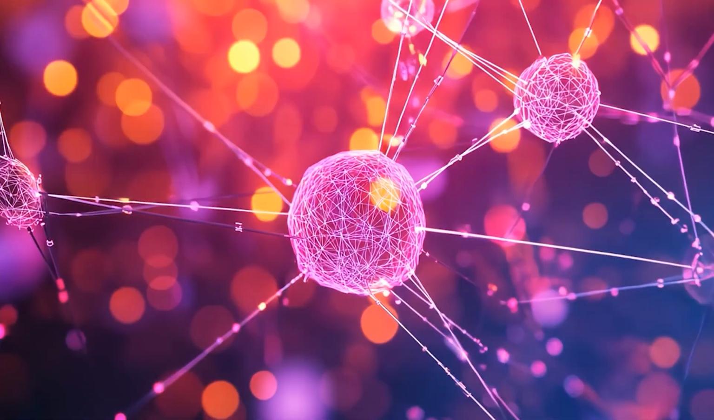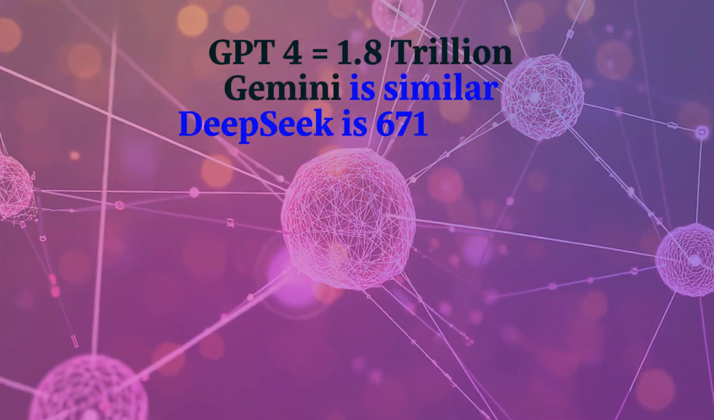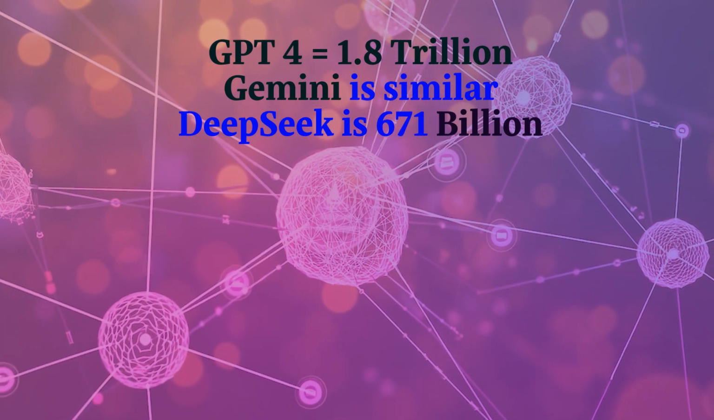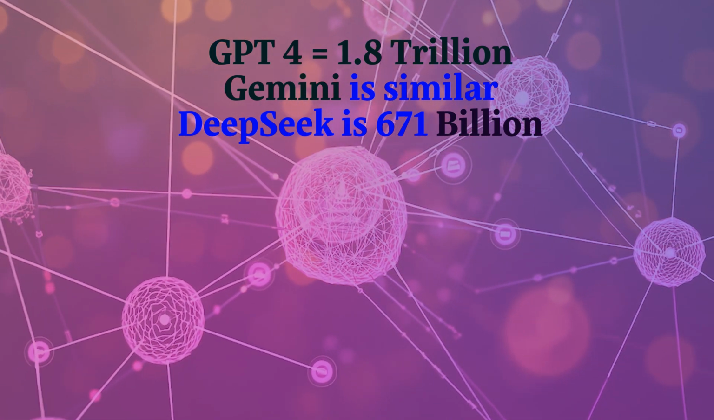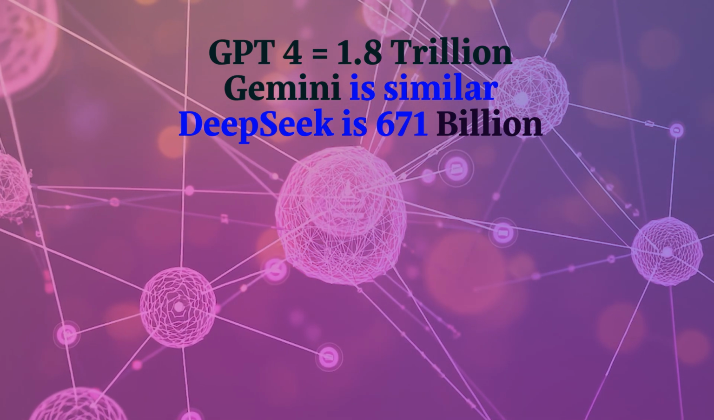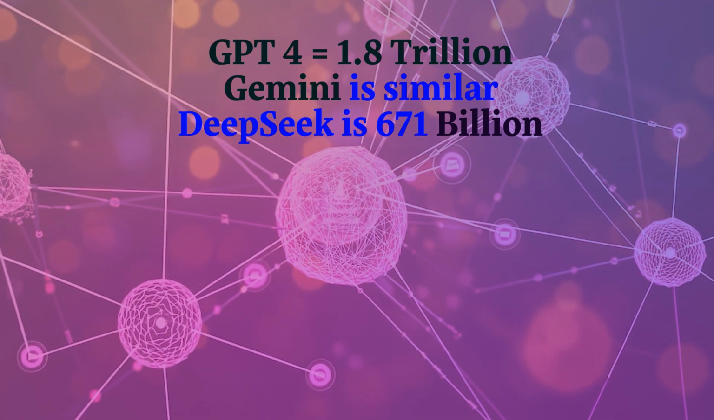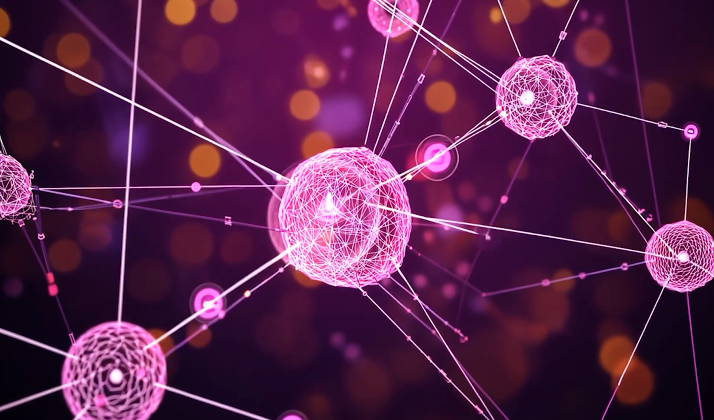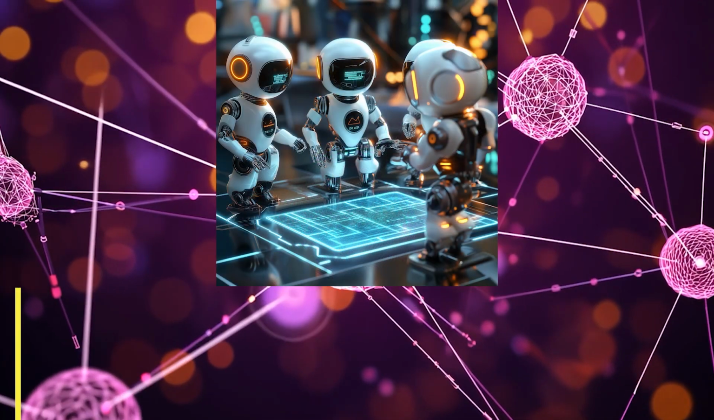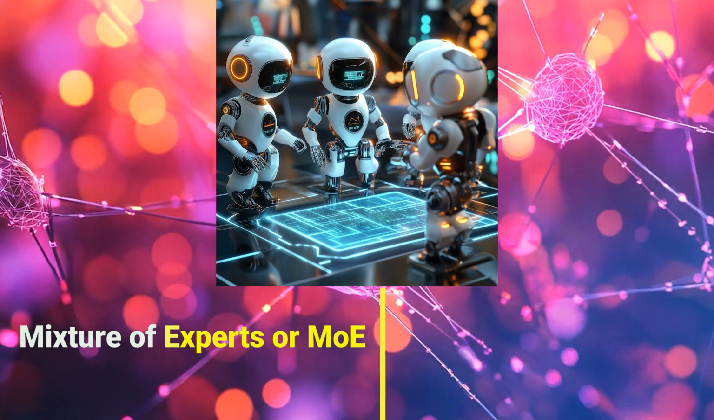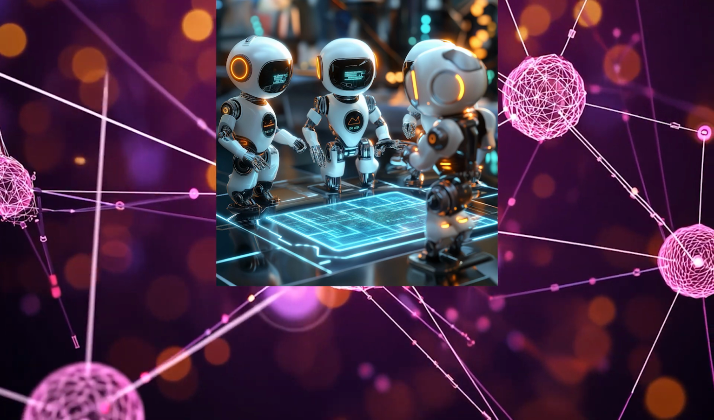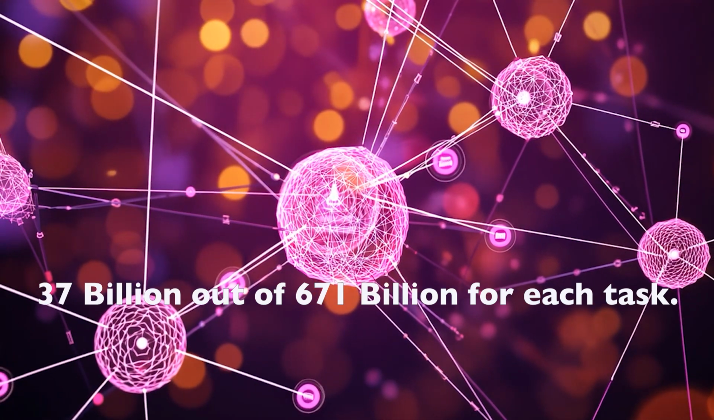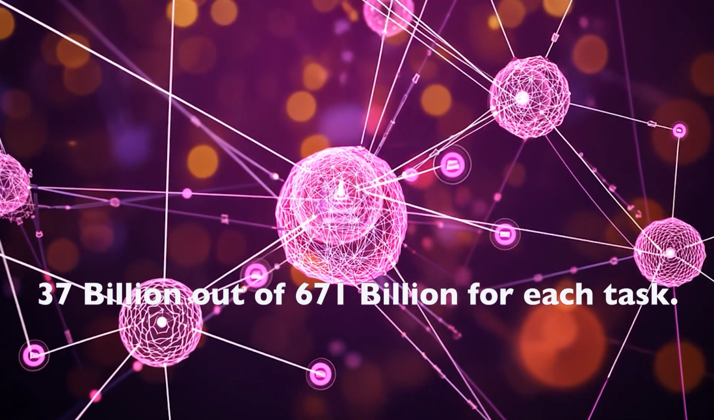OpenAI's GPT-4? Experts think it's around 1.8 trillion parameters. Google's Gemini Ultra is probably in the same ballpark. Now, DeepSeek's V3 model has 671 billion. Smaller, yes, but it uses a clever trick called a mixture of experts, or MOE. It's like a team of specialists where only the best expert handles each task. DeepSeek only uses 37 billion parameters at a time, making it super efficient.